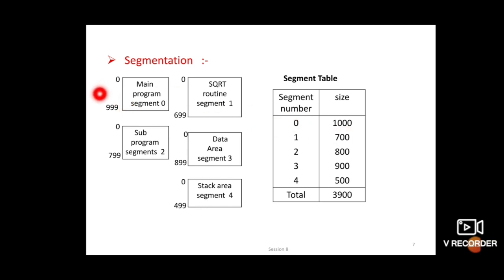Always remember one thing: in main memory, data is always stored starting from 0. So it is 0 to 999. Suppose segment 1 is called the sub program. In segment 1 the sub program is stored, in segment 2 a function, in segment 3 the area segment, and segment 4 the stack area segment. So students, this is a process, this is our program. This program is divided into different types of segments.